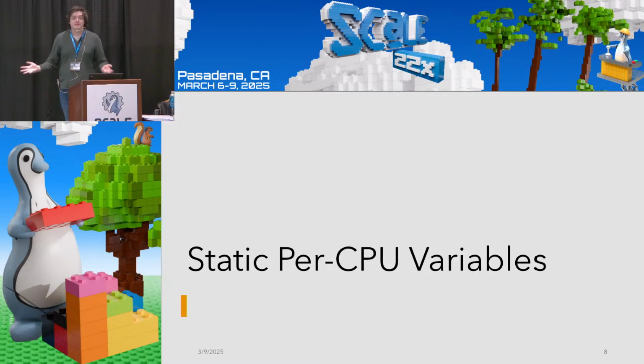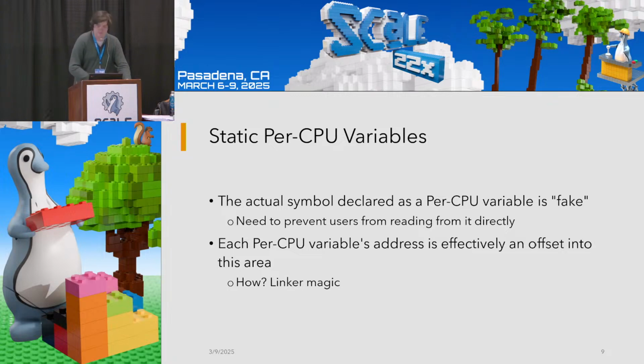For per CPU variables, you can both statically and dynamically allocate them, just as other areas of memory. But statically allocated per CPU variables serve as a good entry point here because they're a little bit simpler to think about. So static per CPU variables, the way that these work is there is a symbol that you declare in your source file. And this is quote-unquote fake. You don't want to actually write to this symbol directly because we really only care about its address. And that address is an offset into the per CPU area.